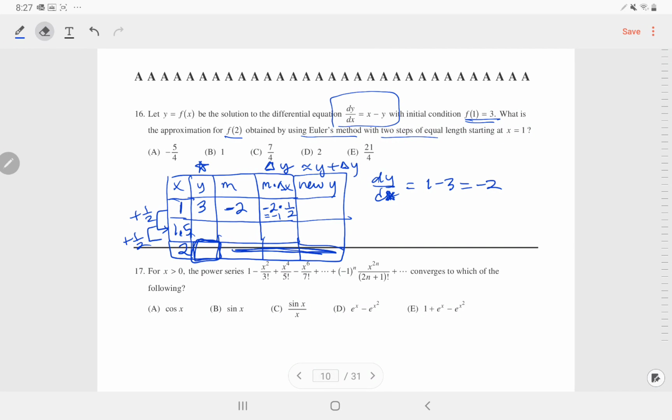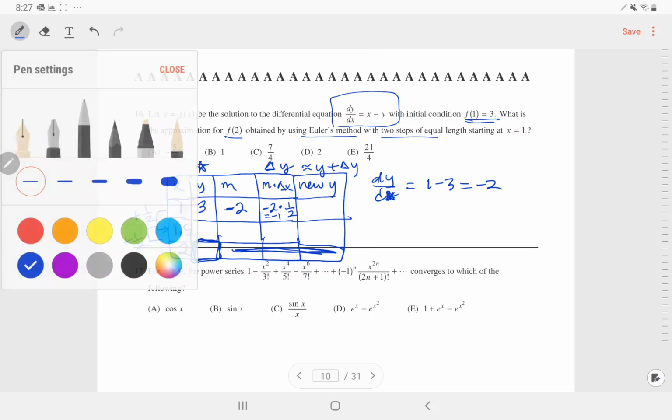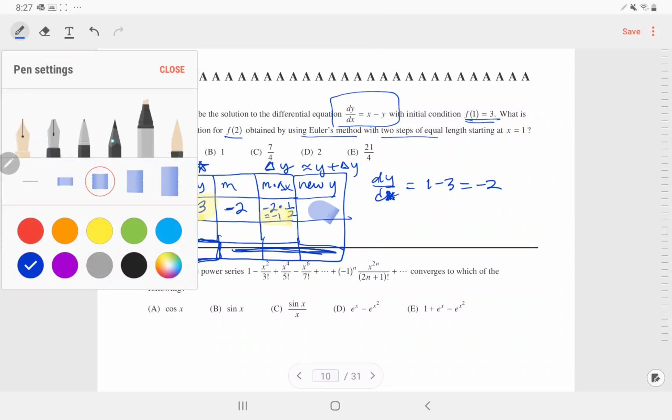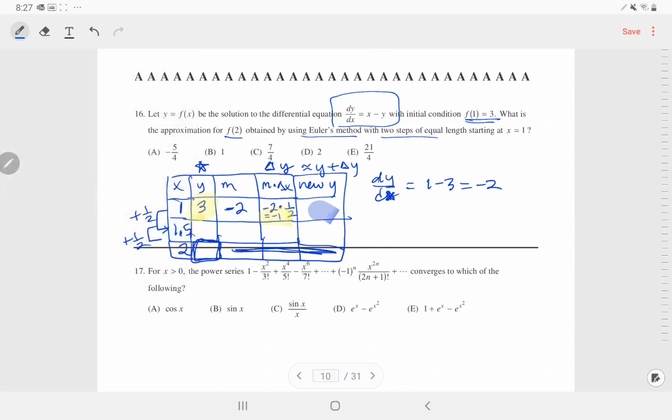I usually leave more room in that section. And then you take the y, so let me highlight it for you. Not highlight with the eraser, but that's where my highlighter is on my other app. Okay, so you take the old y, and you add this negative 1. Okay, that's how you do Euler. Wait, let me get the pen. So I'll put 3 plus negative 1, which is 2.